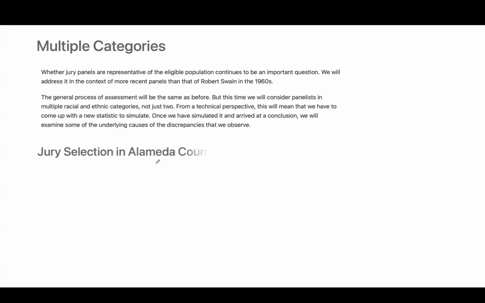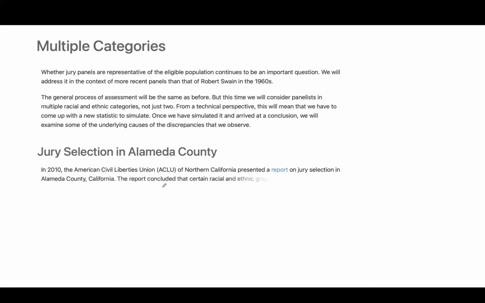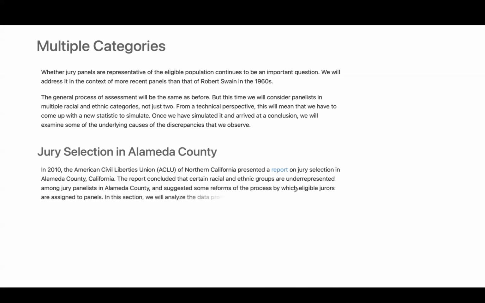Jury selection in Alameda County. In 2010, the American Civil Liberties Union, ACLU, of Northern California presented a report on jury selection in Alameda County, California. The report concluded that certain racial and ethnic groups are underrepresented. So, we want to know if this is a bias or it was just a random selection.